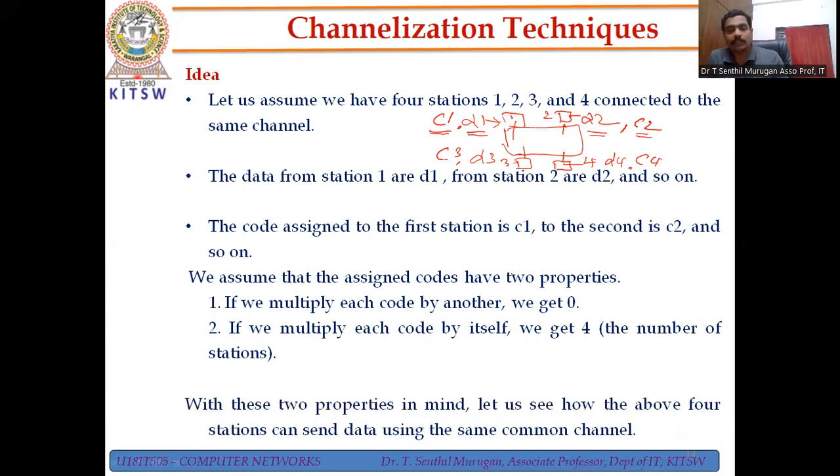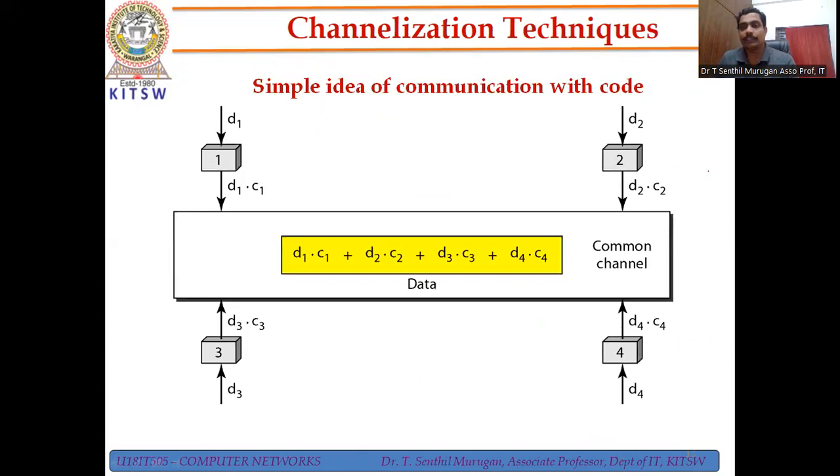With these two properties in mind, let us see how the above four sessions can send the data using the common channel. We will discuss it now with a diagrammatic representation. Whatever I drew in the previous slide, the same thing is there: session 1, session 2, session 3, session 4.